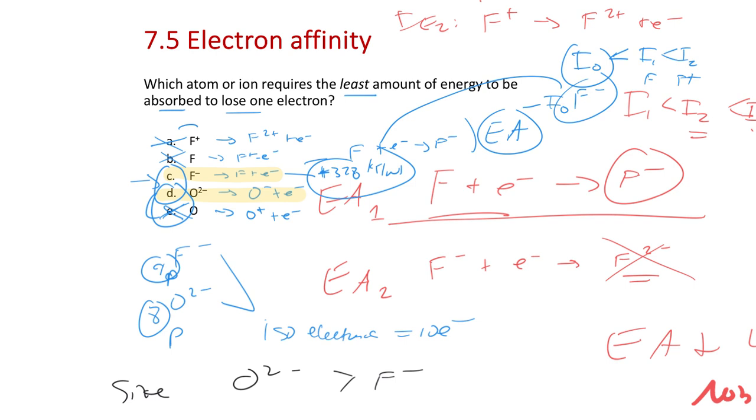So O2 minus is the noble gas configuration, correct? Yeah, and so is F minus, right? So they're both the neon configuration. So wouldn't that be an extremely large amount of energy to lose an electron? Because you'd have to take it away from that amazing stability, or not?